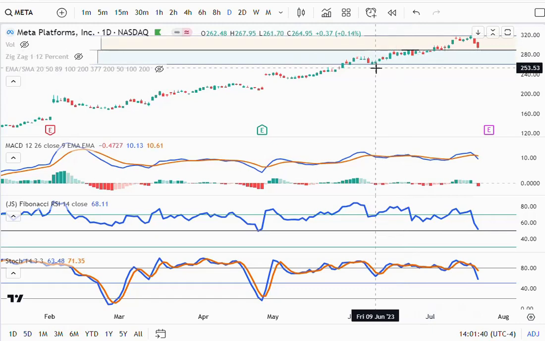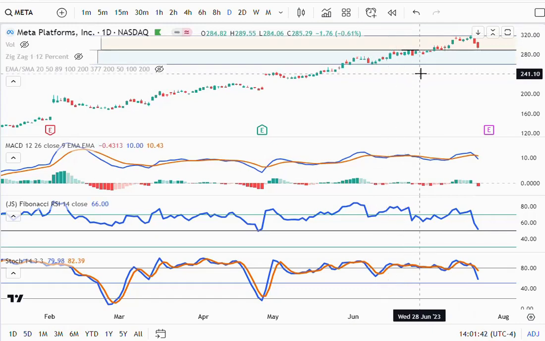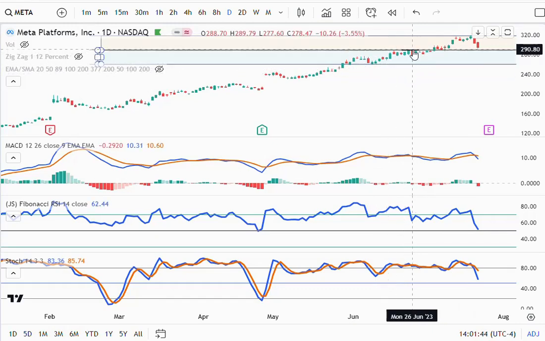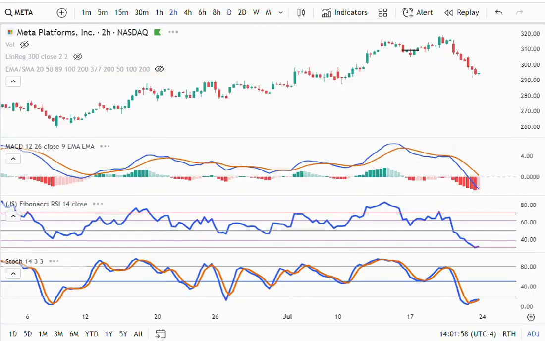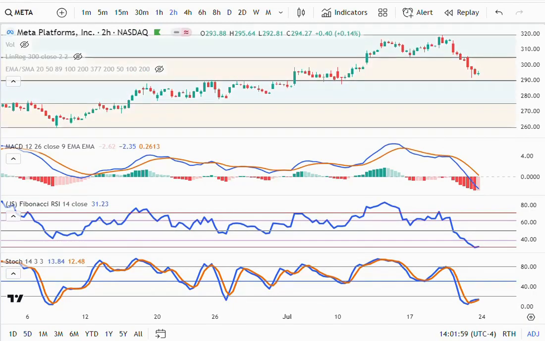So I'm just looking at some of the levels that I'm interested in. 290 if there's further consolidation. But because Meta has been down for a while, if you look at Meta on a 2-hour basis, you can see that it's quite oversold because it's been pulling back from around 320. So I would expect some kind of a bounce.